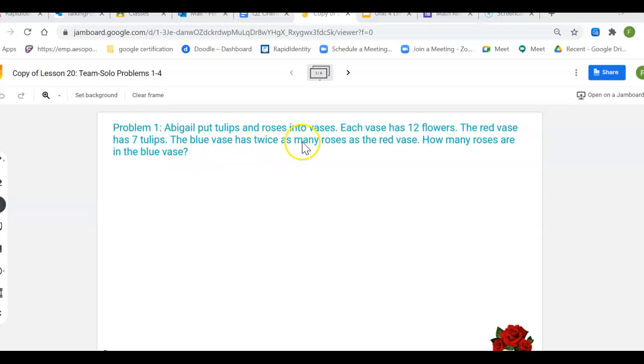This is a multi-step problem, so it's going to require more than one step for you to solve. Once you finish with the first, do your CUBES on it first. You're circling all the key numbers, underlining the question, and boxing in any key phrases.